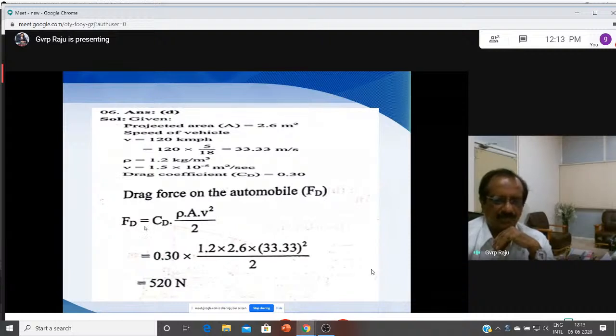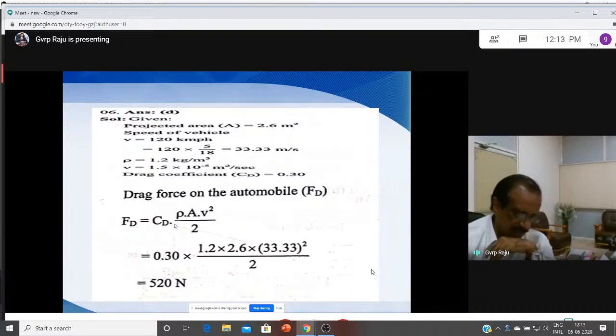Fd is equal to Cd into rho A V square by 2. So Cd is 0.3 and rho is 1.2 and area is 2.6 and the velocity 33.33 square by 2. So this is equal to 520 newtons.